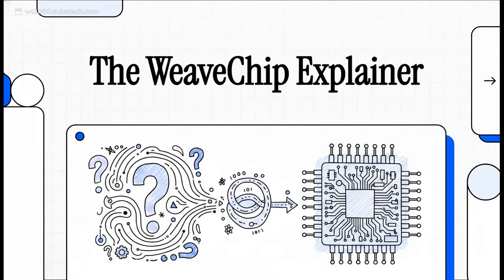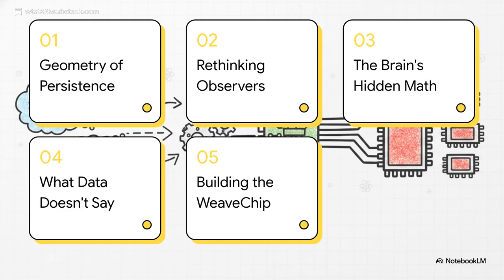So how do we actually do it? Let's take a look. Here is our roadmap for the breakdown. First, the geometry of persistence. Then, rethinking time and observers. The brain's hidden math, what the data doesn't say, and finally, actually building the weave chip.